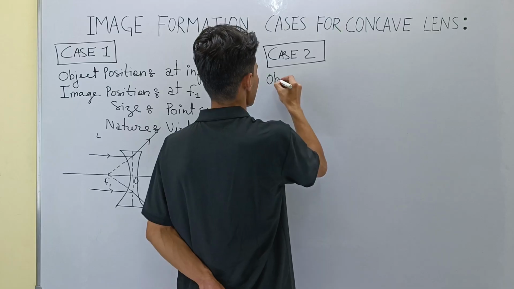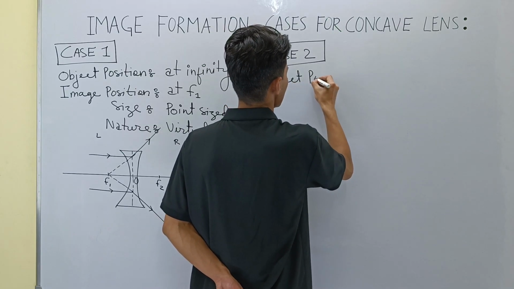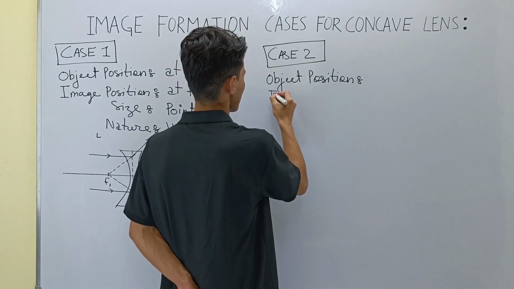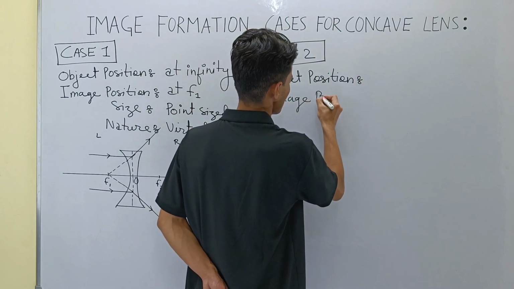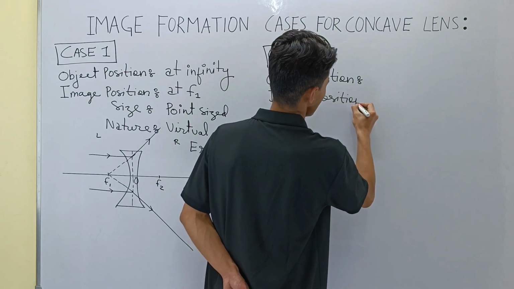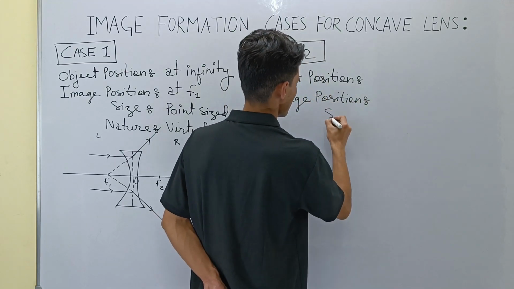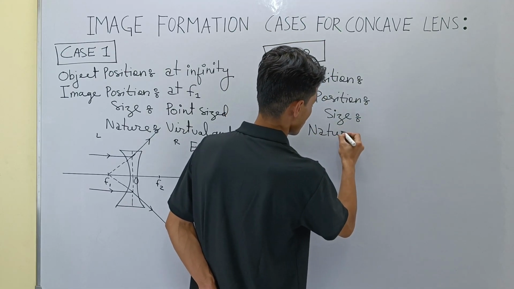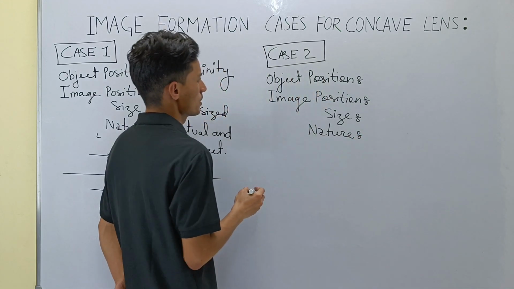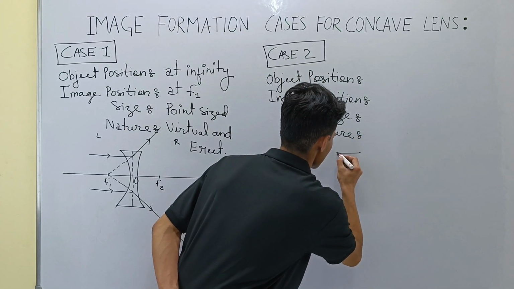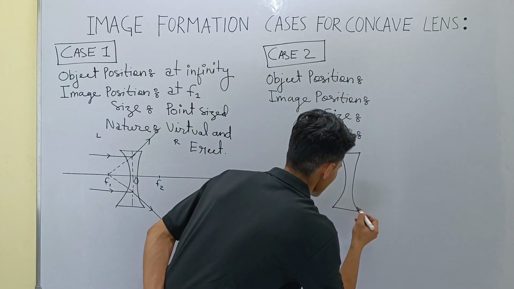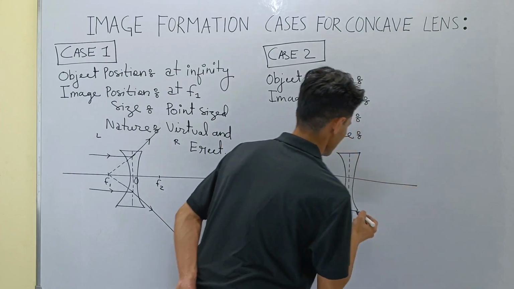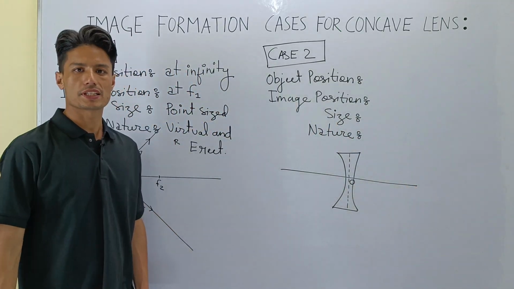So let's write the object position, then image position, then size and nature. So let us draw the ray diagram now. Concave lens, aperture, then the principal axis, and not forgetting to label the optical center.